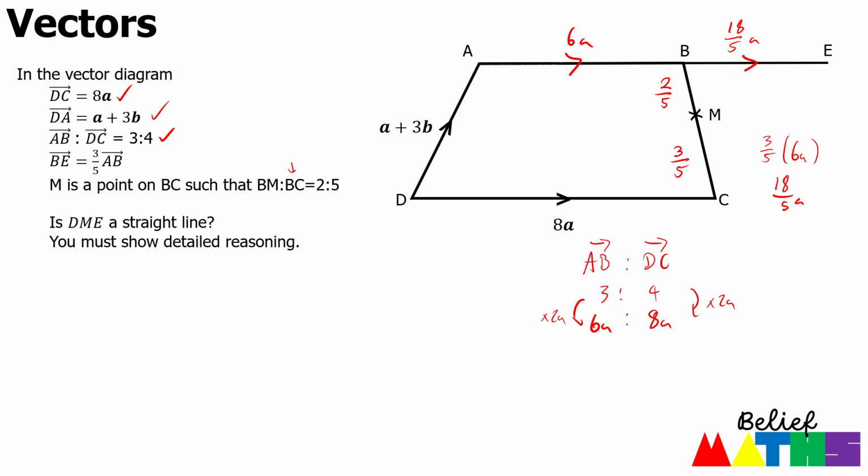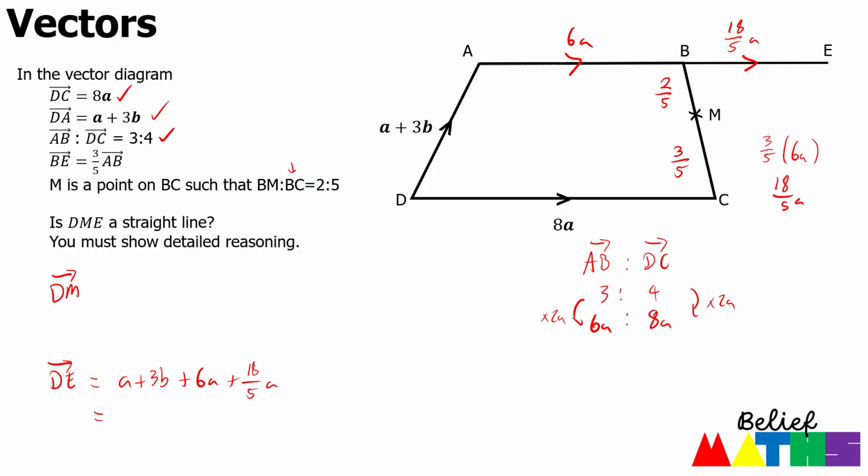And then it's asking, is DME a straight line? Well, to check if DME is a straight line, we're going to find vector DM, we're going to find vector DE, and we're going to check if they're parallel. So we don't have enough information yet to find DM, but we could find DE. So let's start with DE. DE, well, we're going to go up to A and then we're going to go across to E. So that's going to be A plus 3B plus 6A plus 18 over 5A.